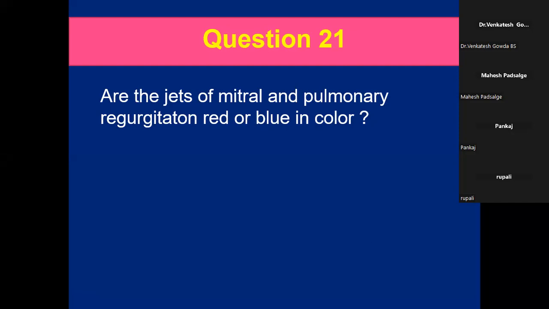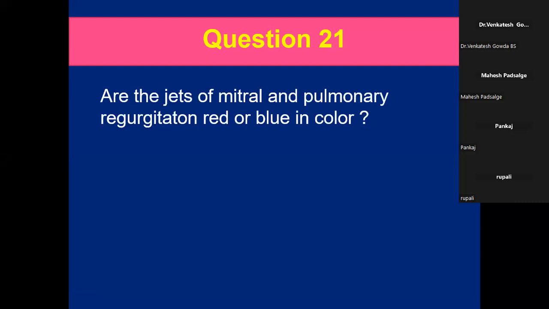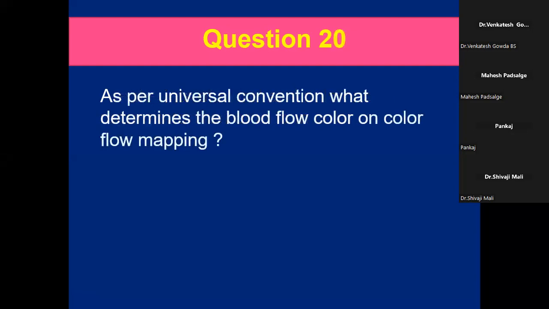You did not pick up a correct answer. Dr. Pankaj. Yes, sir. Mitral regurgitation will be blue and pulmonary regurgitation will be red. Dr. Pankaj, I asked this question very cleverly, you know, like, is the mitral regurgitation jet, what is the mitral regurgitation jet velocity?